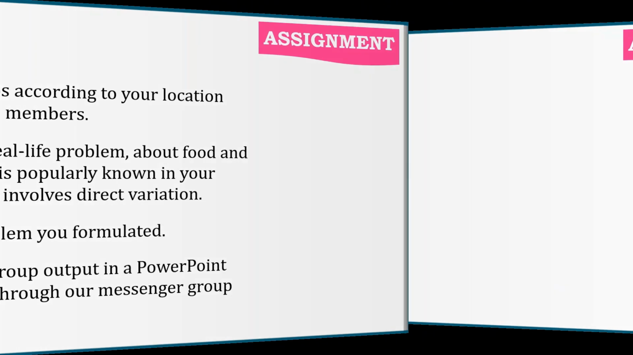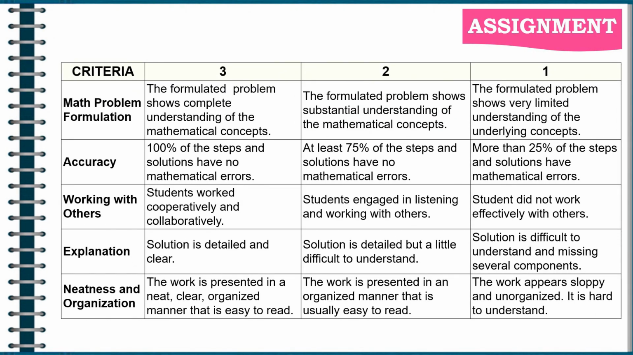Your group output will be assessed using the rubric with the following criteria: problem formulation, accuracy, working with others, explanation, and neatness in organization. Each criteria will be scored with a 1, 2, 3 scale, 1 being the lowest and 3 as the highest.